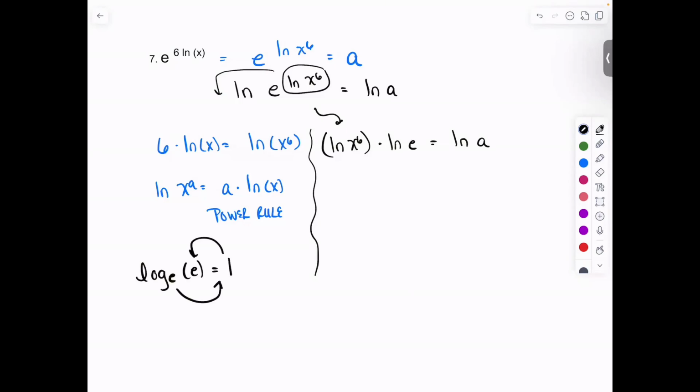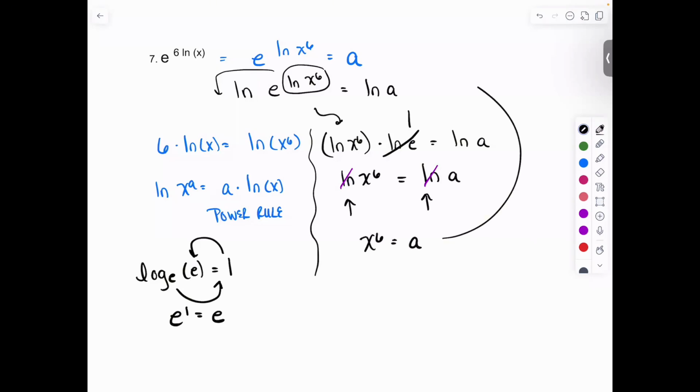I'm rewriting this log as an exponential expression, and I know e to the 1st power is truly e. So whenever you see ln of e, you can just evaluate that to 1. I'm left with ln x to the 6th power equals ln of a. We've whittled this down to ln of something equals ln of something, so we can drop those ln's and just have x to the 6th equals a, which is what we were trying to evaluate that original expression to.